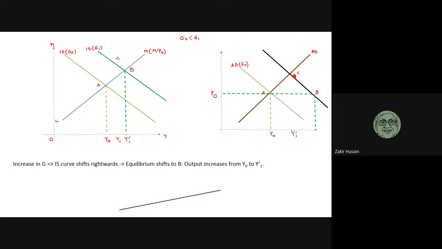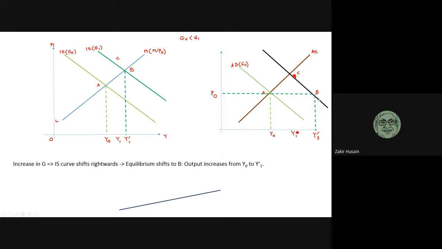Sorry, this is actually B. So this is the price level. And this is Y prime 1. So at the same price level, price hasn't changed. This was the equilibrium output A. The demand curve shifts, and so I move to this point. Okay, B.